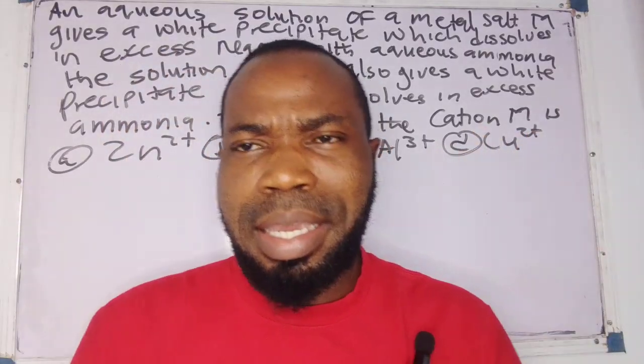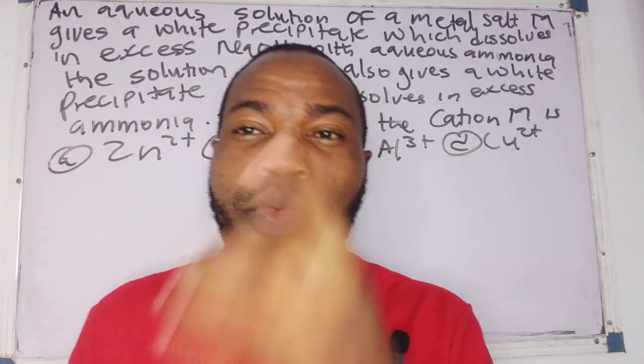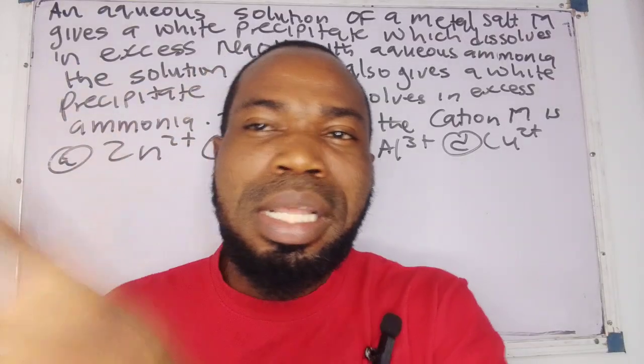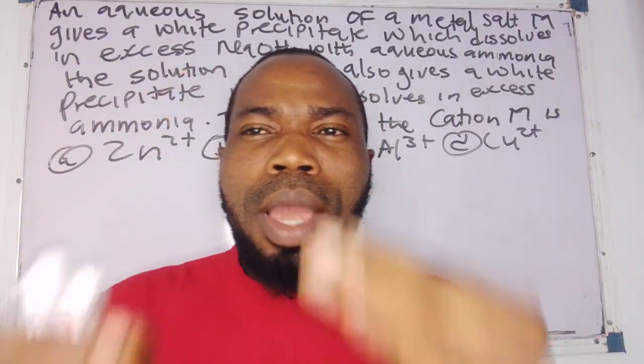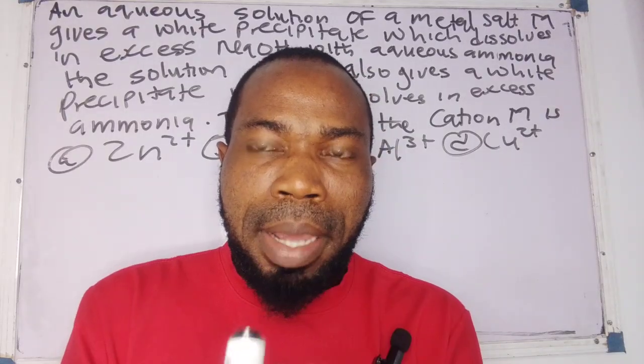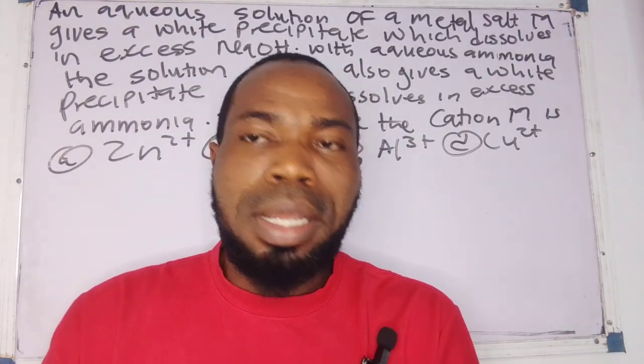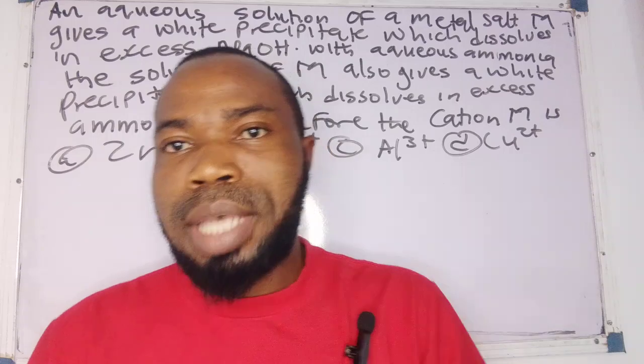Now this is another test again for metallic ions, but this time around we are using a precipitating agent. You know that it's not about reading a particular question, it's about analyzing the question step by step. So when you come across such questions again, it will be much easier for you to tackle.